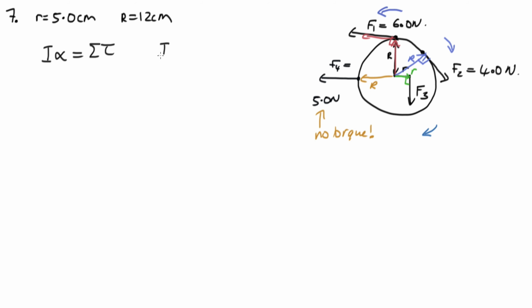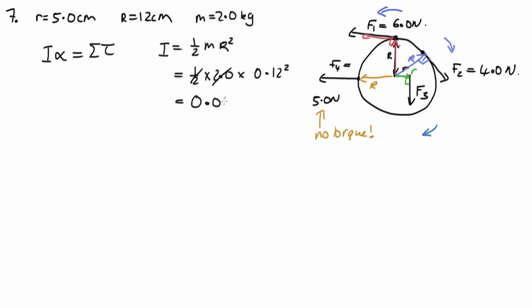And because it's a cylinder, we know that I is equal to a half m R squared, and in this case it's capital R because it's the radius of that cylinder, and we're told in the question that the mass of the cylinder is equal to 2 kilograms. So we can calculate this here. This is equal to a half times 2 times 0.12 squared, and solving that on the calculator, we end up with 0.0144.